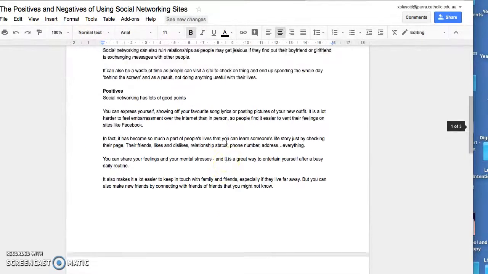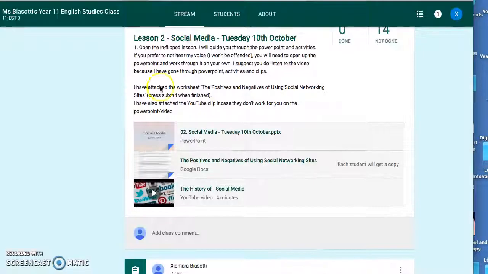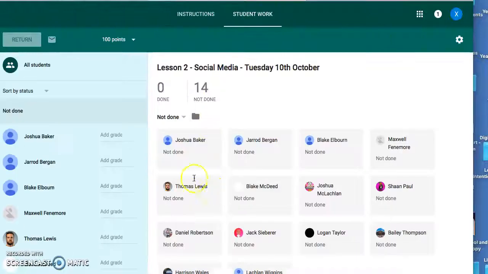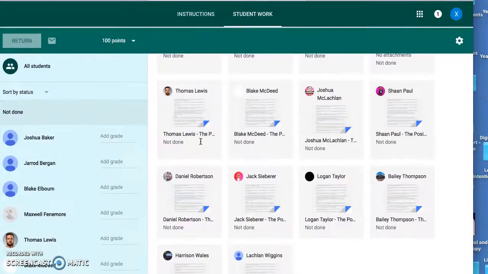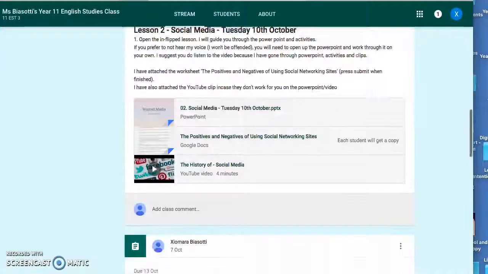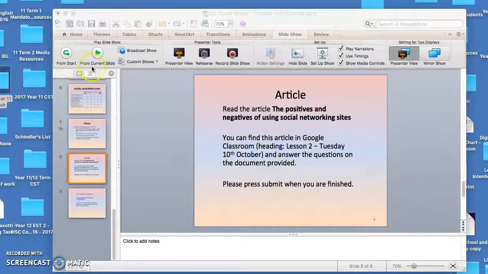Once you are finished answering the questions, all your answers will come from this article. You're going to hit submit, and I will be able to see who submitted it. Okay, so right now, no one's done it. Okay, and then we will go through it on Monday. Okay, so pause and read your articles now.